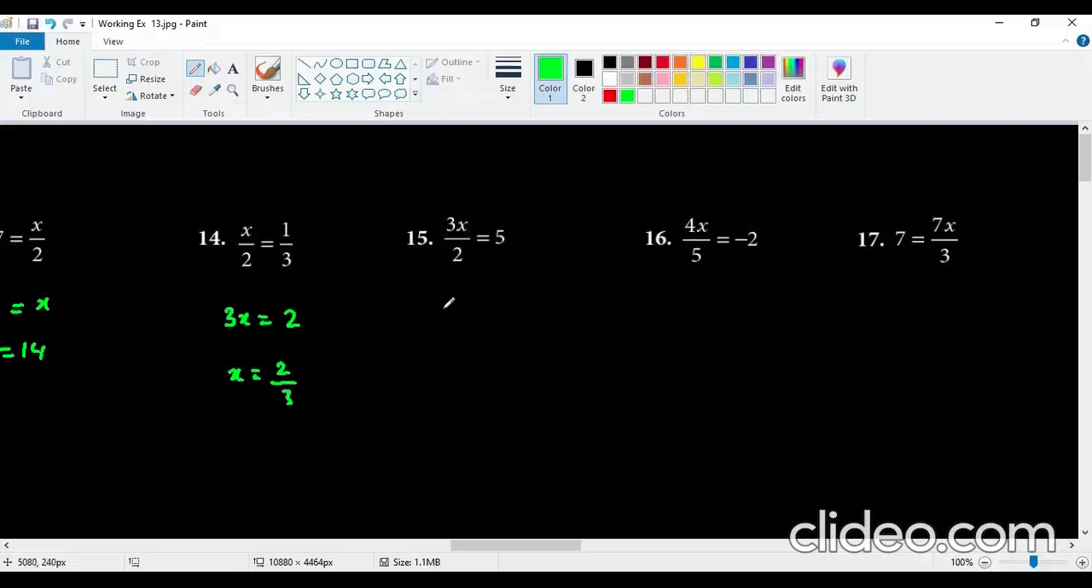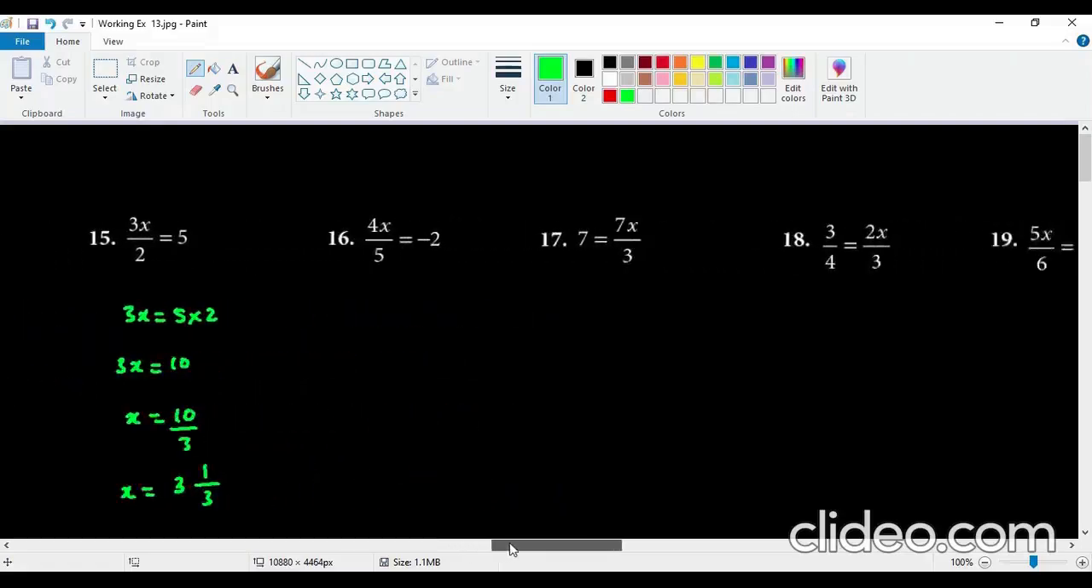Now in question number 15, it says 3x equals 5 times 2, because 2 is dividing here. On the other side it will go and multiply. So 3x equals 10, and that means 3 is multiplying on this side. On the other side it will go and divide 10, and it's going to give us x equals 3 times 3 is 9, and 1 remainder is going to be a mixed fraction as an answer.